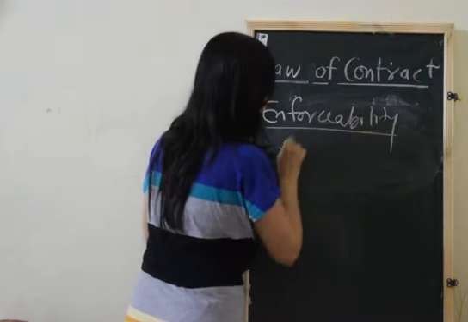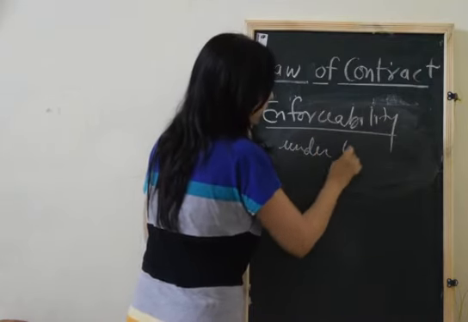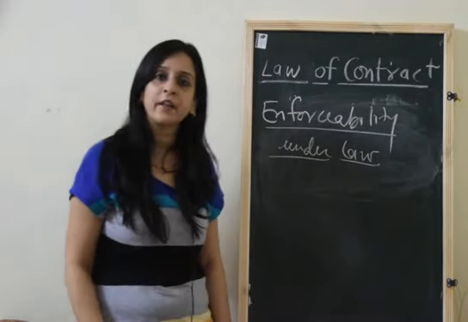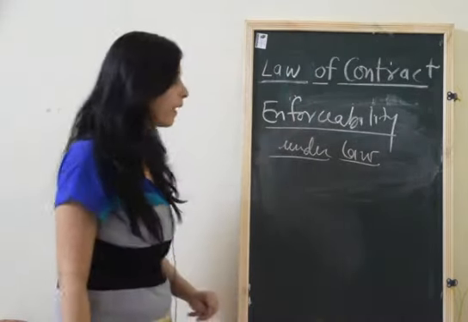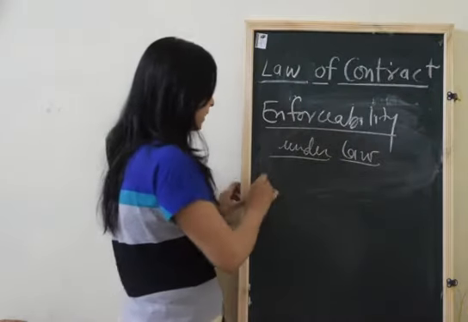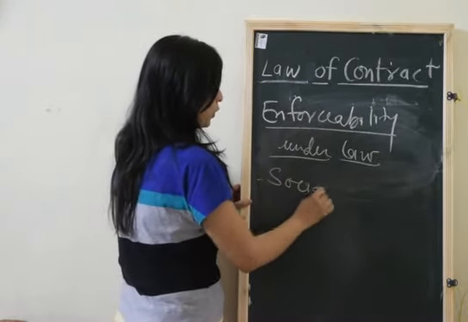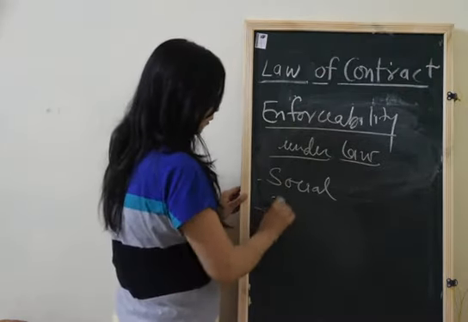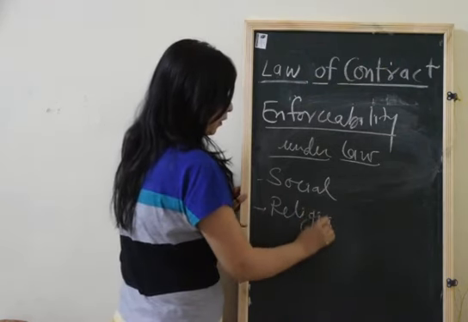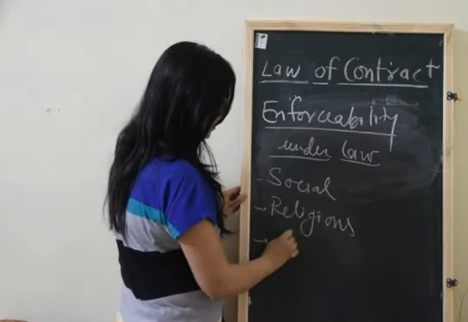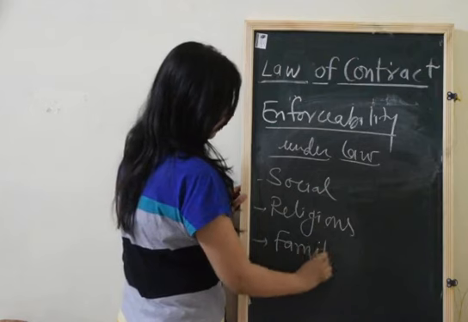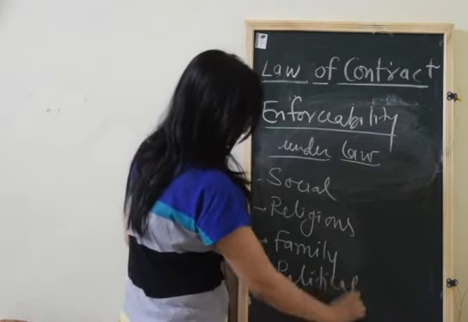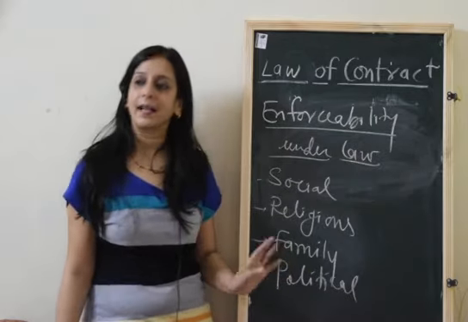Enforceability under law. There are various agreements which are not enforceable by law. For example, I am just giving a few examples: social agreements not enforceable by law, religious agreements, family agreements, political agreements. These are a few examples.